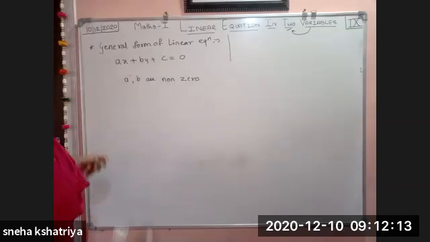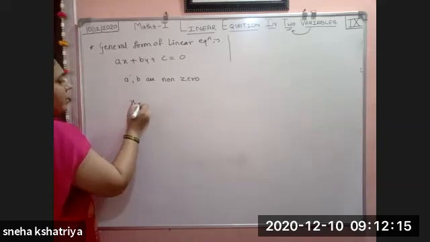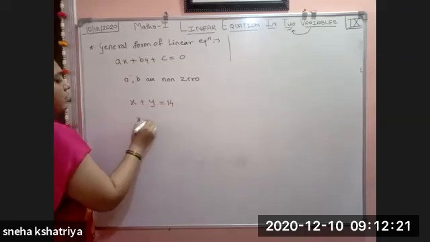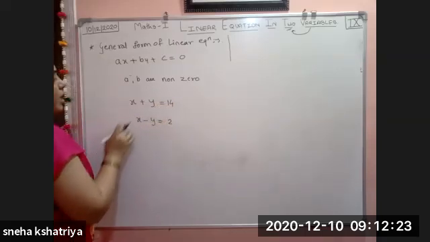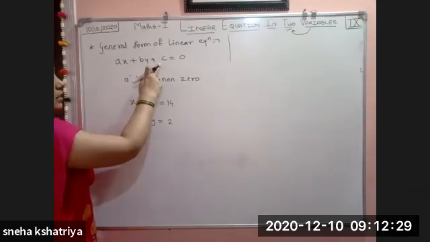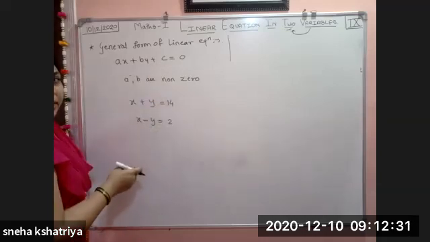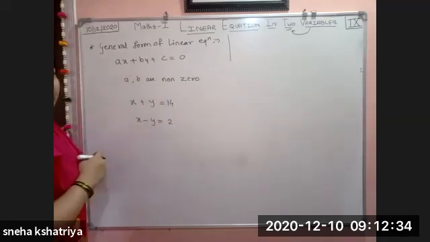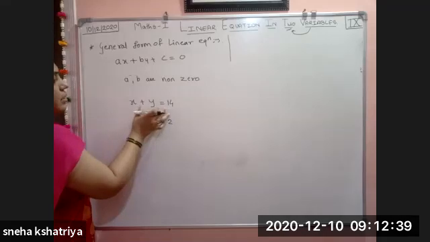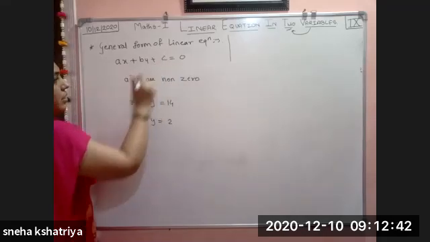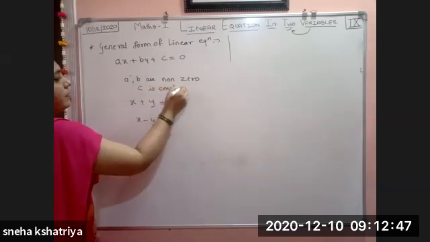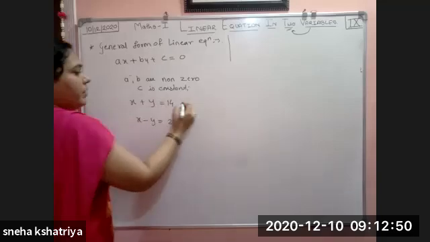Now, whatever question I took before, x plus y is equal to 14 and x minus y is equal to 2, if we compare these two equations with this form, we can see plus c is here and 14 is on the right side. So how are we going to arrange this equation like this? C is the constant term here, while a and b are non-zero. The constant term we have to shift to the left side.